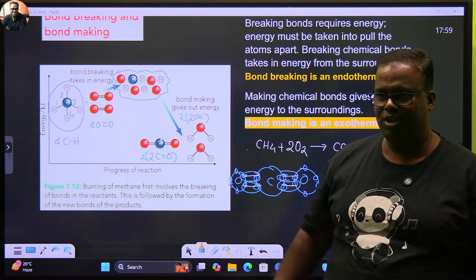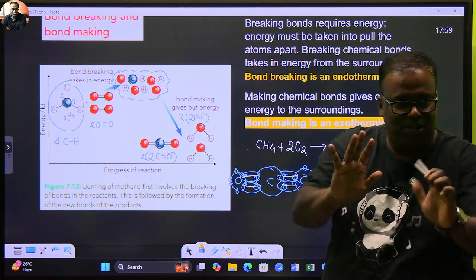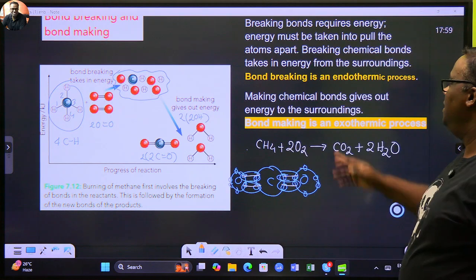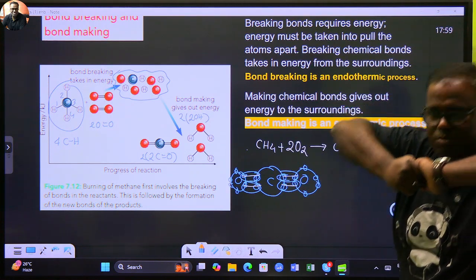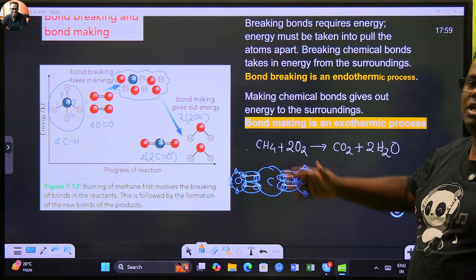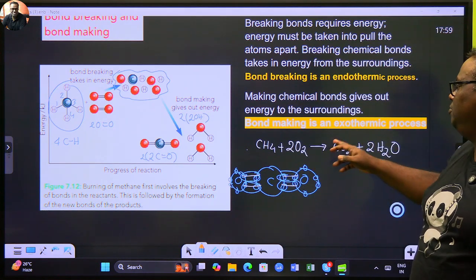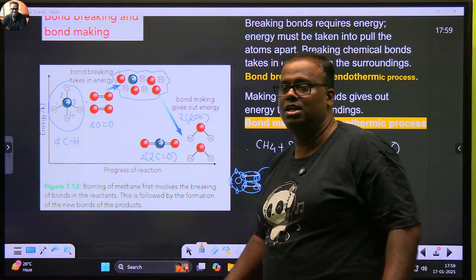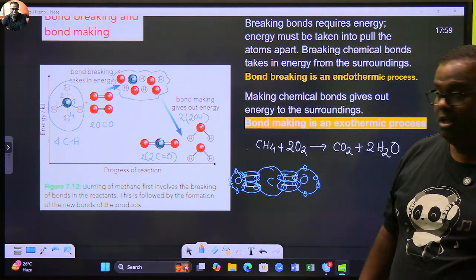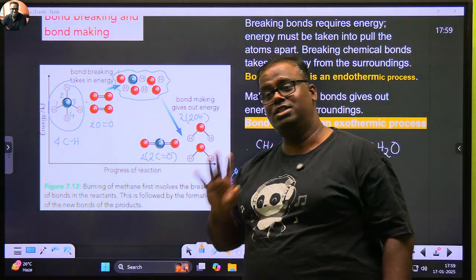So you have to give. That is the energy which is coming from the surrounding. Understood? Making chemical bonds gives out energy. Once a bond has formed, the system stabilizes and gives out its energy. Okay? So we say bond making is exothermic, bond breaking is endothermic. But remember, this reaction overall is exothermic.